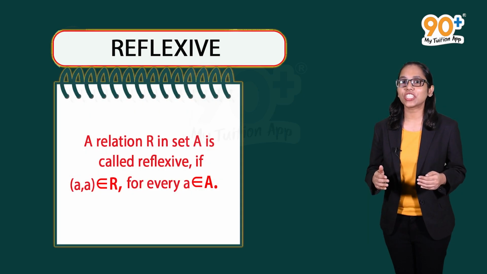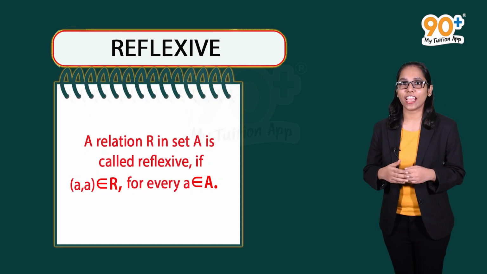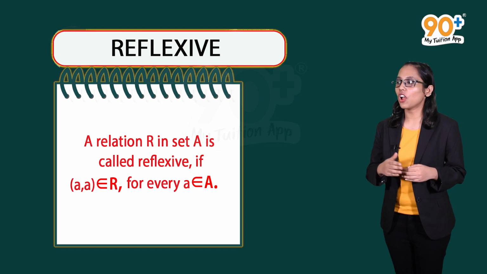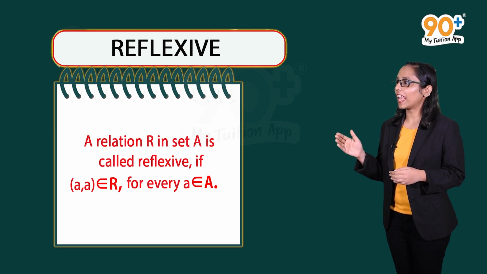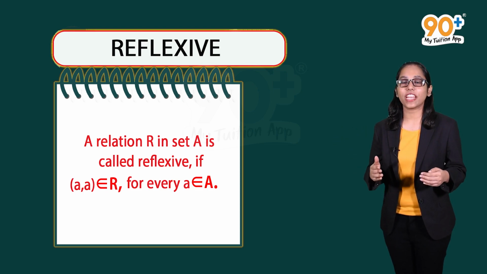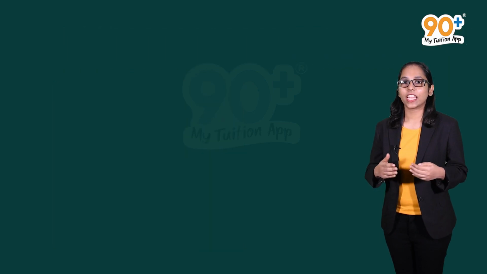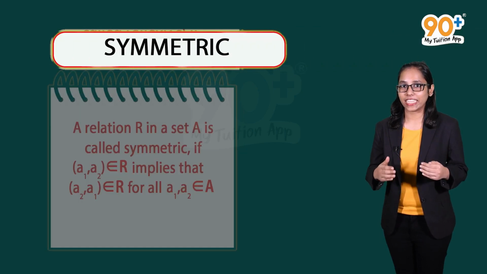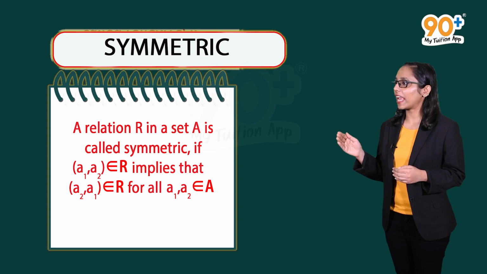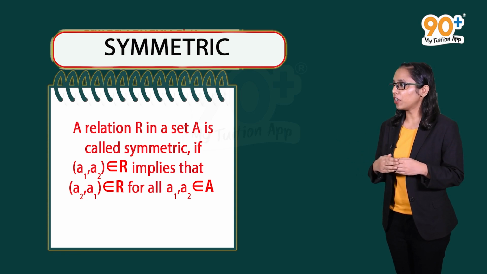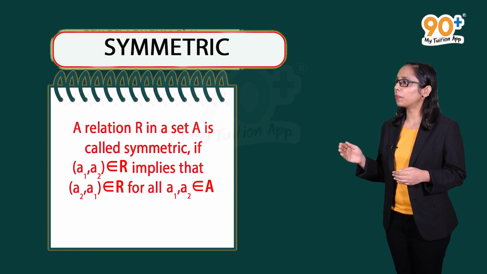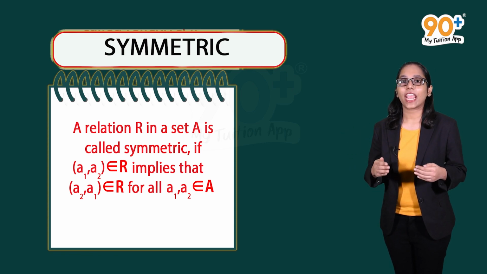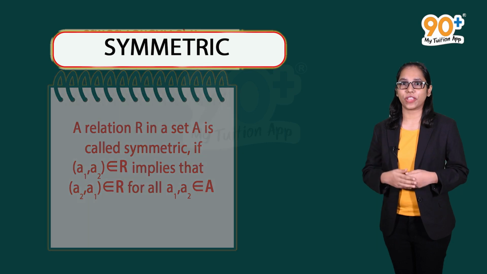That is, a relation R in set A is called reflexive if the ordered pair (a, a) is an element of R for every a element of A. Then what is symmetric? That is, if the ordered pair (a1, a2) is an element of R implies that the ordered pair (a2, a1) is an element of R for every (a1, a2) element of A.